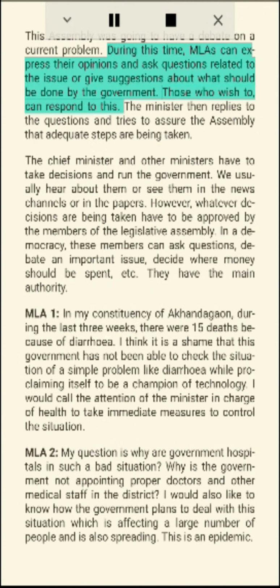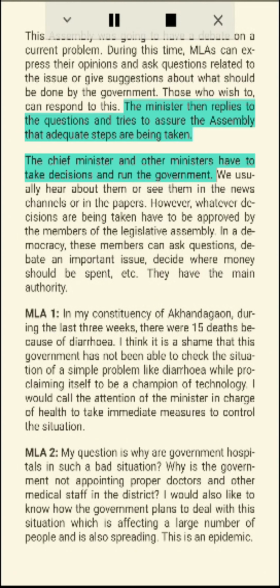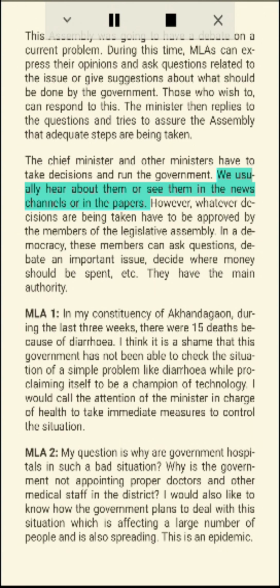During this time, MLAs can express their opinions and ask questions related to the issue or give suggestions about what should be done by the government. Those who wish to can respond to this. The minister then replies to the questions and tries to assure the assembly that adequate steps are being taken.